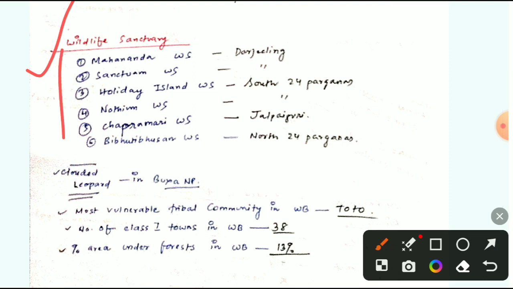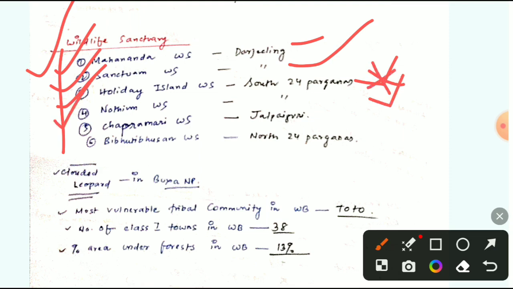Here I have given six wildlife sanctuaries: Mahananda Wildlife Sanctuary, it is in Darjeeling district. Sinchal Wildlife Sanctuary, it is in Darjeeling district. Halliday Island Wildlife Sanctuary, that is in South 24 Parganas, very important. Lothian Wildlife Sanctuary, it is in South 24 Parganas. Chapramari Wildlife Sanctuary, it is in Jalpaiguri. And Bibhutibhushan Wildlife Sanctuary, it is in North 24 Parganas. This is also important. We see these six wildlife sanctuaries of West Bengal, which is very important.